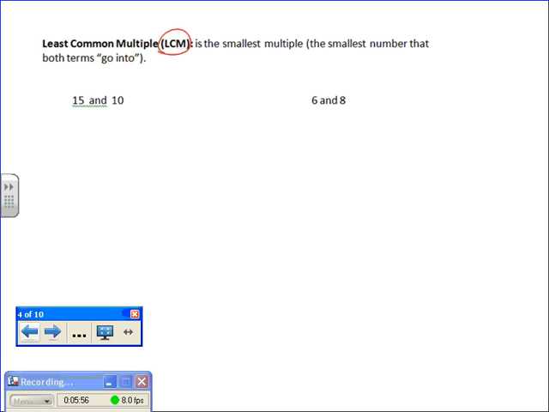The GCF stands for greatest common factor, and a multiple is the opposite of a factor. A multiple is when we're looking at two numbers, for example, 15 and 10. We're looking for a product. A multiple is like a product. A product is what we get when we multiply two numbers together. So if we have a factor times a factor, like 2 times 3, 6 is the product or the multiple.